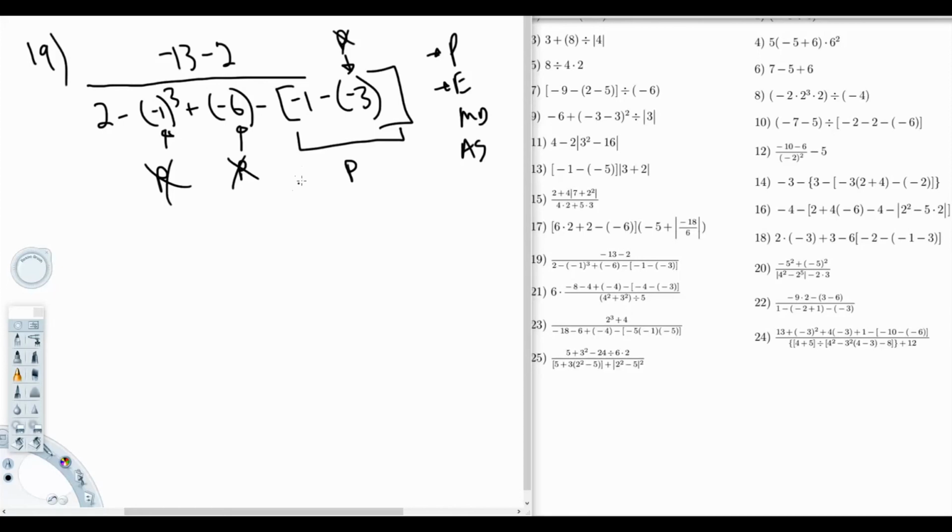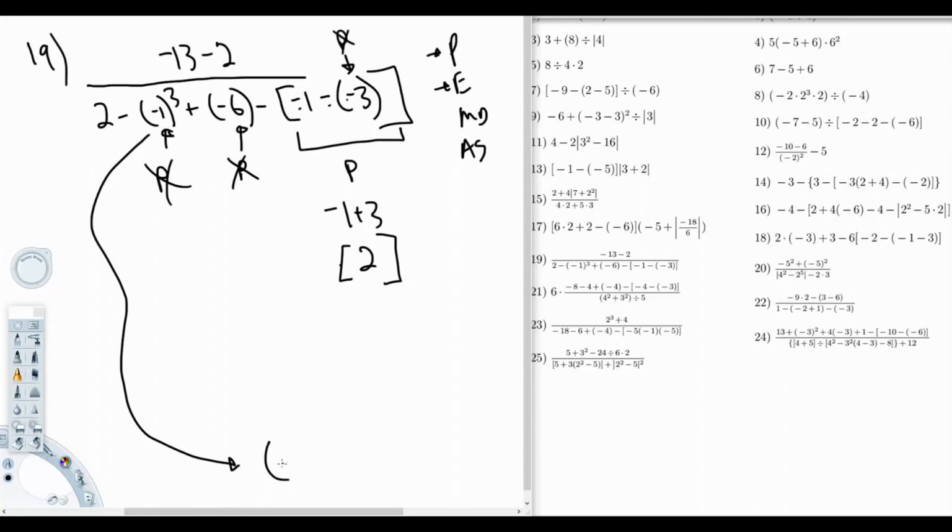So let's start with the parentheses. It's this one. So minus 1 minus minus 3, which is another way of saying minus 1 plus 3, which is another way of saying 2, right? Because 3 minus 1 equals 2. So that is that for this guy here. We're going to do our exponents. So minus 1, okay, this is very sneaky here. Okay, let's look at it right here.